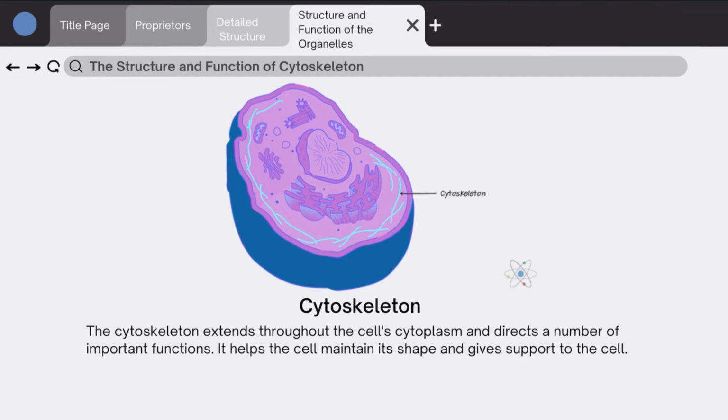Next is cytoskeleton. The cytoskeleton extends throughout the cell's cytoplasm and directs a number of important functions. It helps the cell maintain its shape and gives support to the cell.